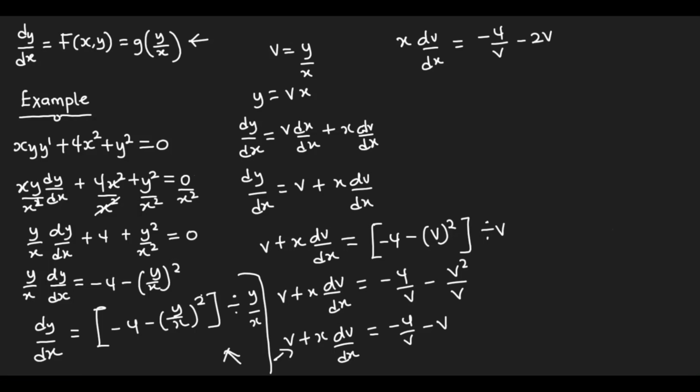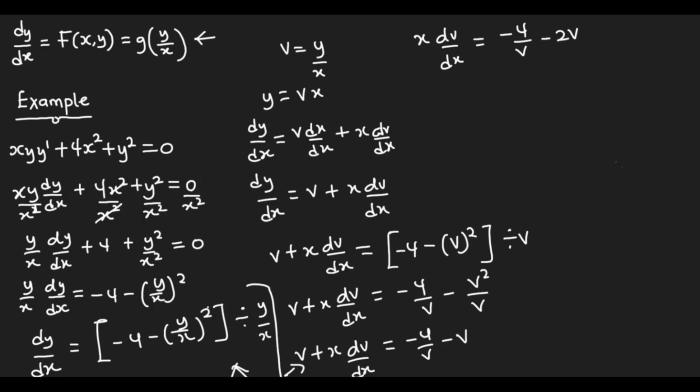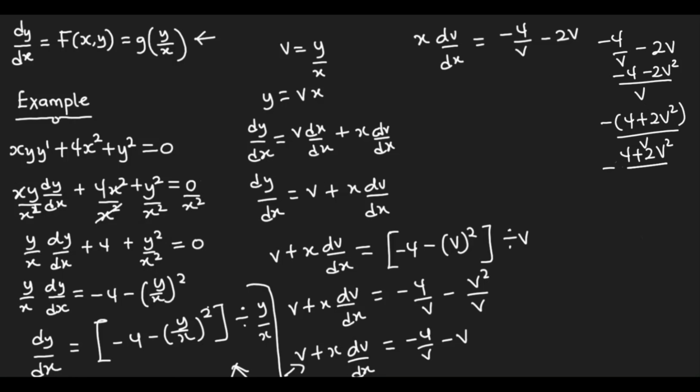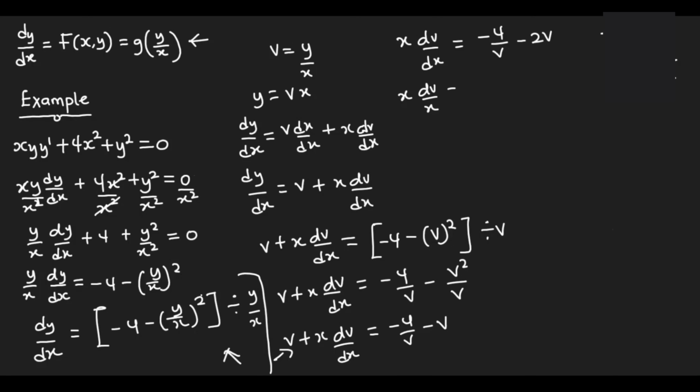So now let's focus on the right hand side. Okay, let's look at what you're going to do. On the right hand side we have minus 4 over v minus 2v, and our common denominator will be v, and we are going to have minus 4 minus 2v squared. So I'll factor out the minus, and we are going to have minus, bracket open, 4 plus 2v squared over v. So now we are going to have x dv/dx equals minus (4 plus 2v squared) over v.